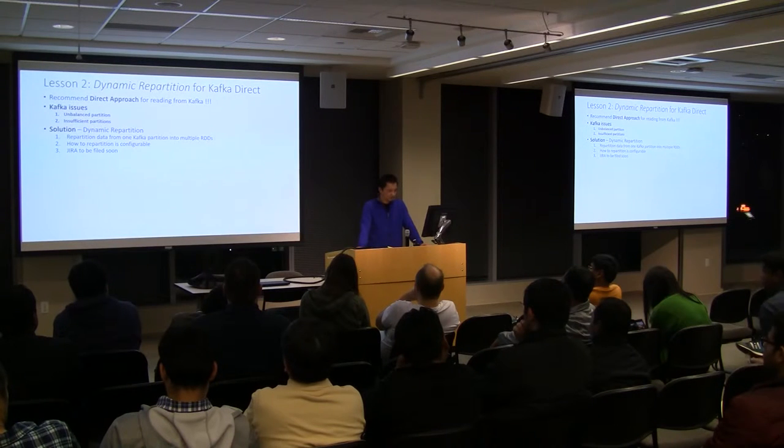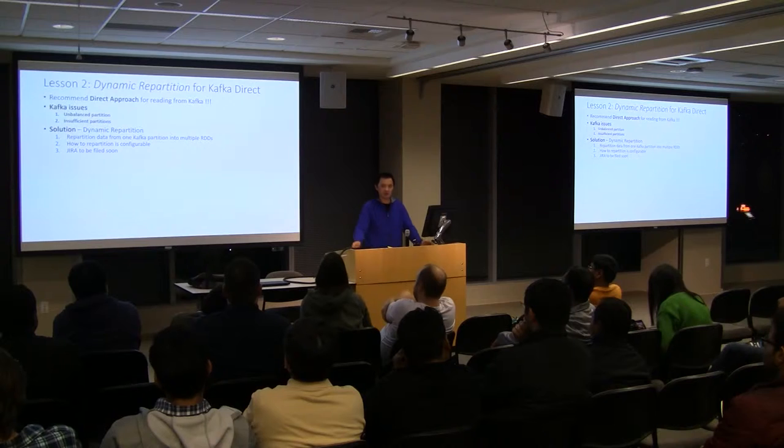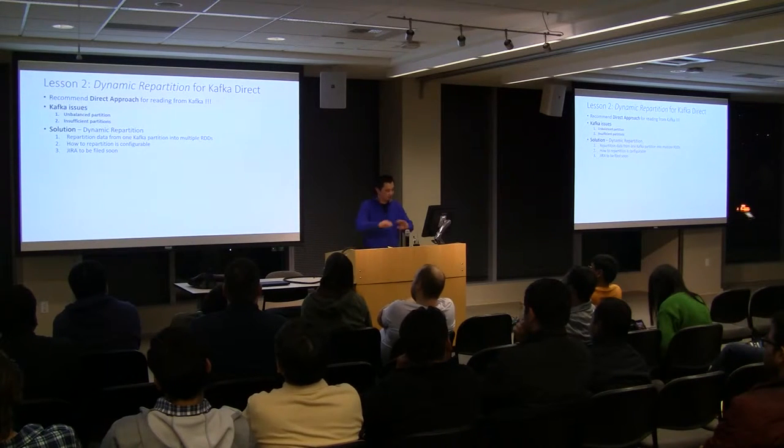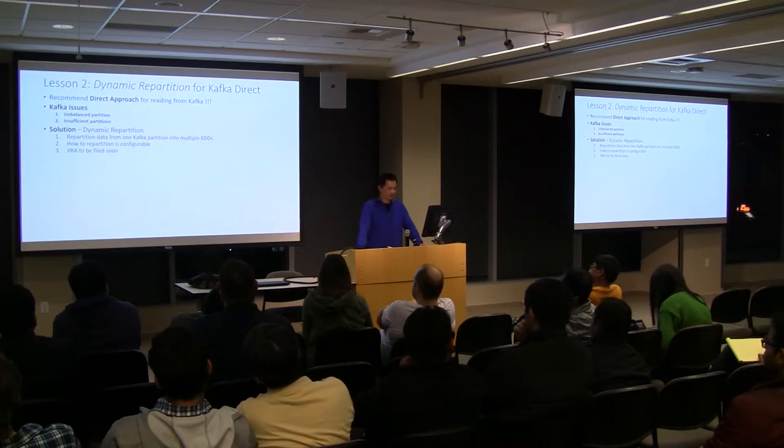So what's the solution here? Of course, you can use the repartition API. You can repartition and reshuffle after you read the data from Kafka. This turns out to be inefficient, but we can see some side-by-side comparison later.